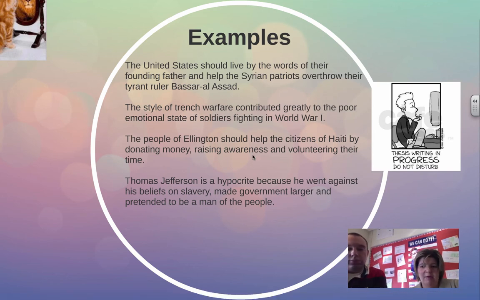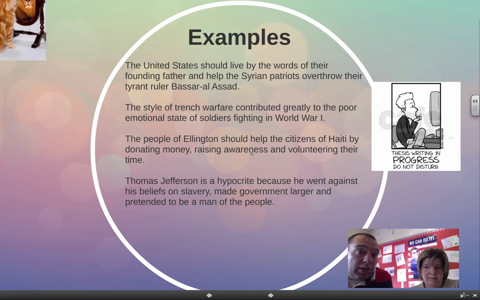It doesn't say how he made the government larger or pretended to be a man of the people. It just simply states that. They're not run-on sentences. They're very clear. So these are four examples of a thesis statement, and this would be the last sentence of the introduction on these papers, depending on whatever the topic would be.